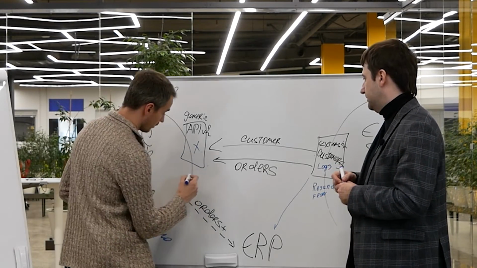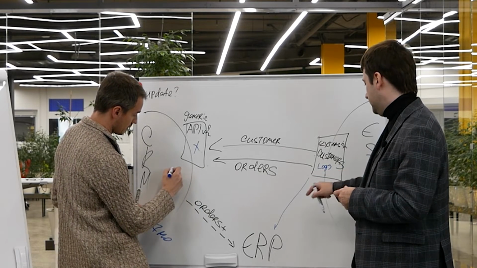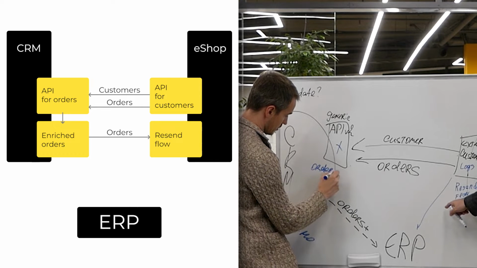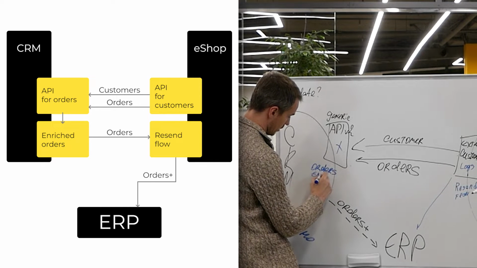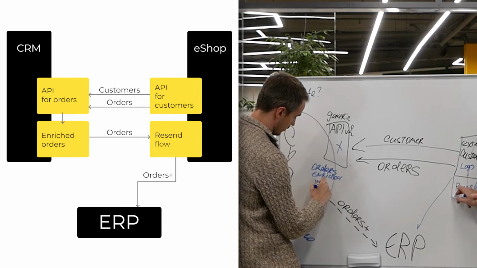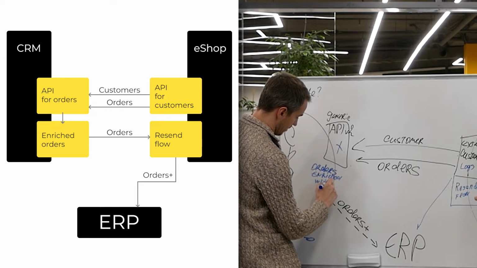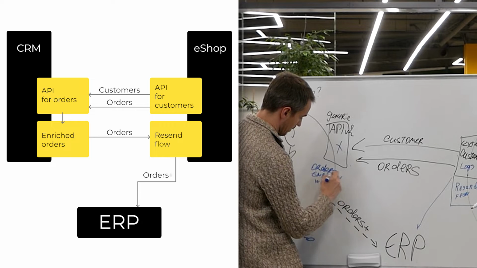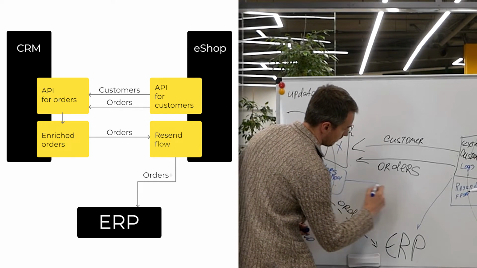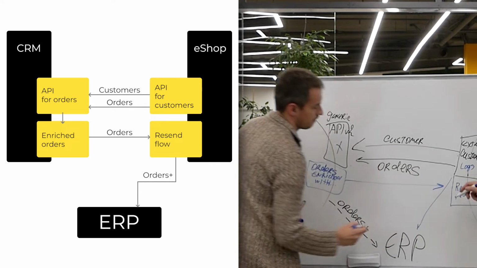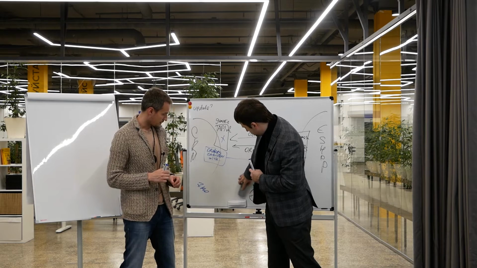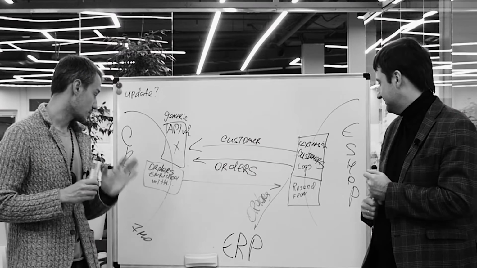Because we need to enrich the data in orders to make it orders plus. That means we need some extension in eShop, which will get the orders from CRM and send them to ERP. Yes. It was the right decision, but I'd like to strike it, but no matter.